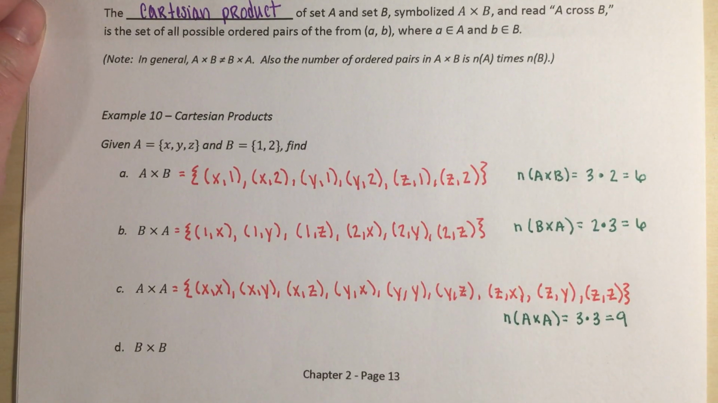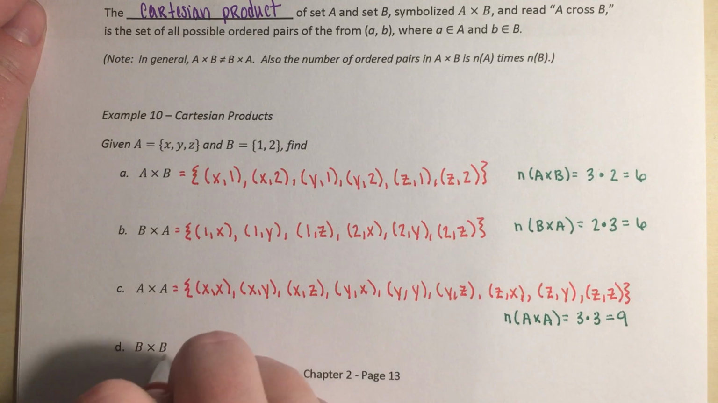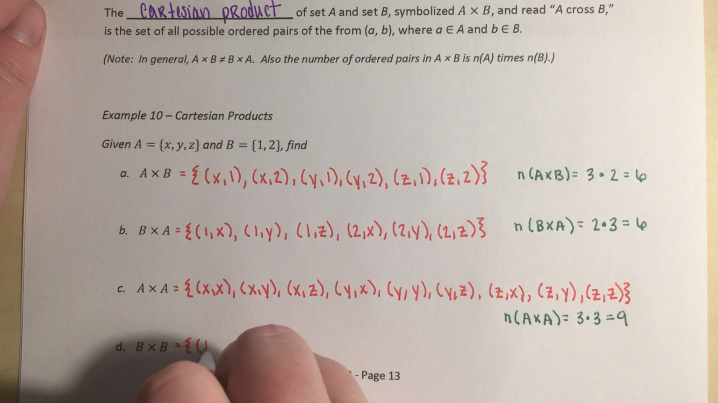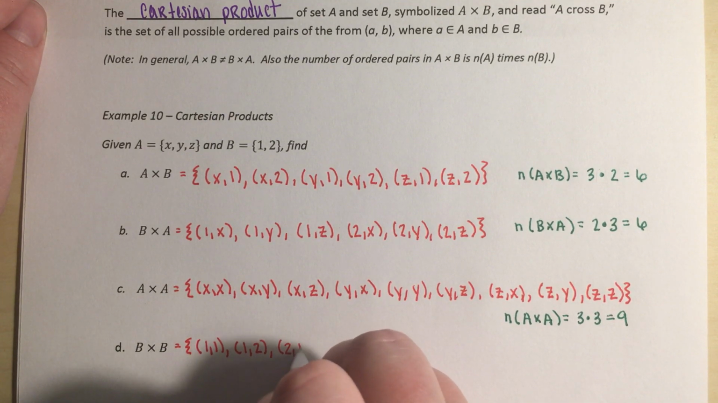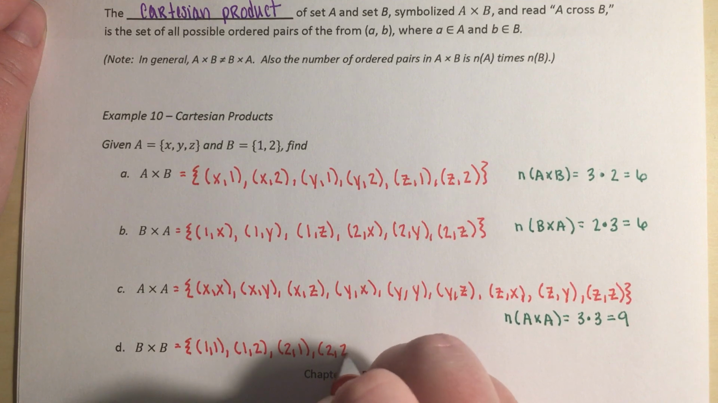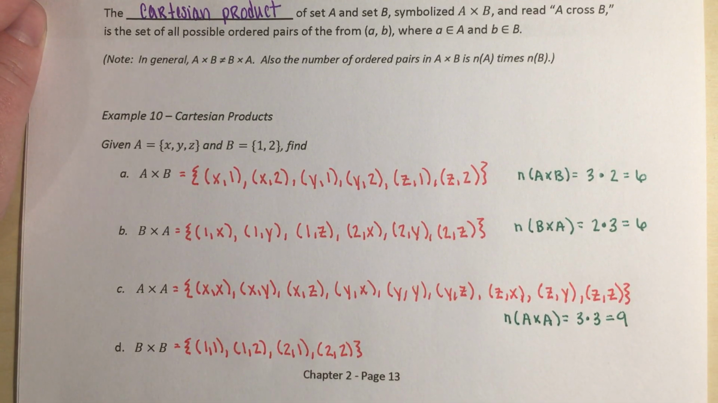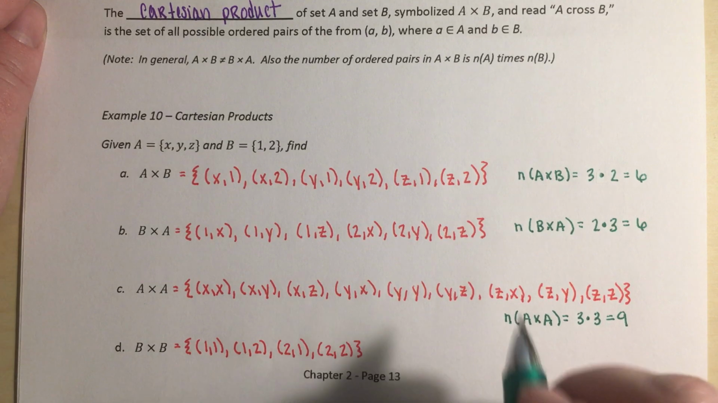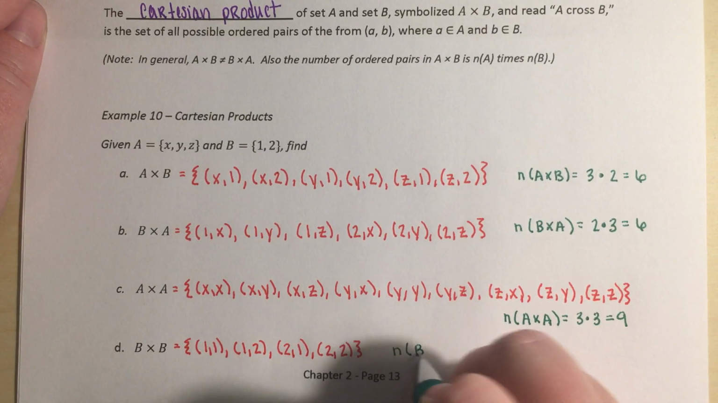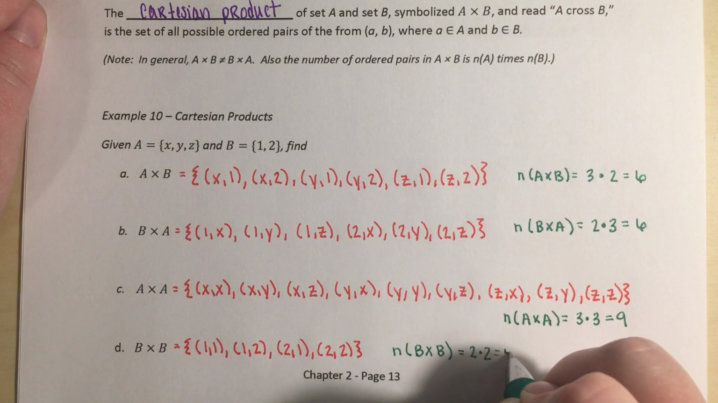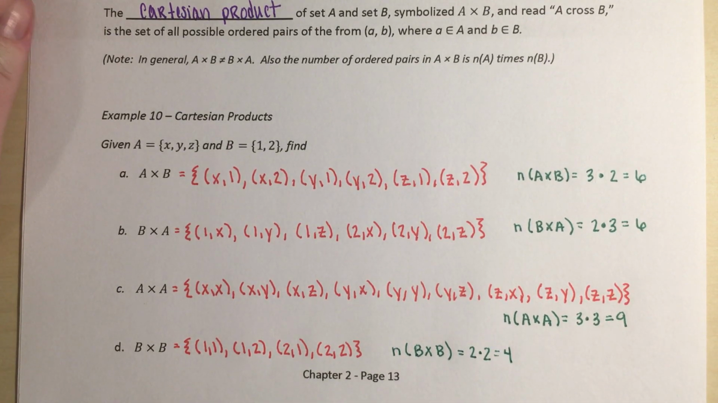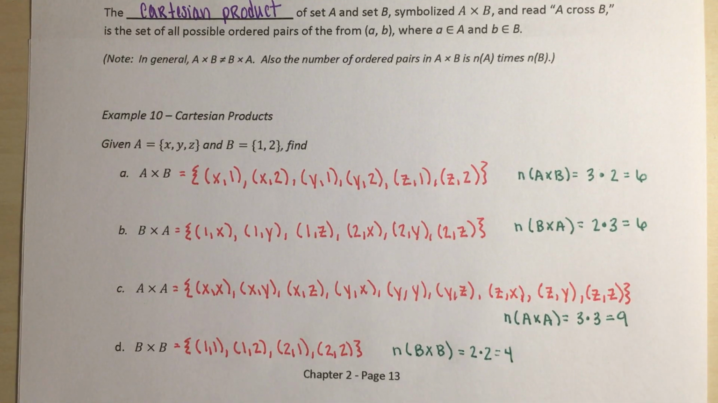And then last but not least, we're going to do B cross B. So 1 comma 1, 1 comma 2, 2 comma 1, 2 comma 2. This one is a lot shorter because we only have 2 elements in each. And 2 times 2 gives us 4. Okay. So our Cartesian products are related to our sets, but they are different. We're not just looking at elements here. We're looking at ordered pairs of our elements of either one or more than one set.